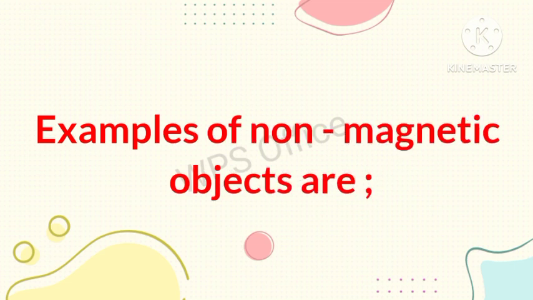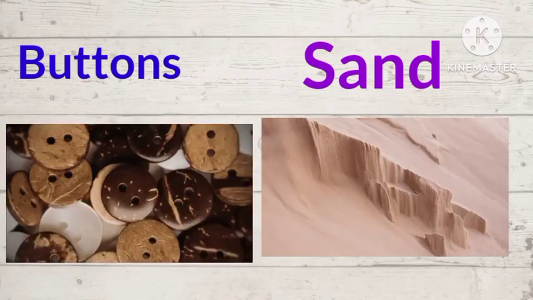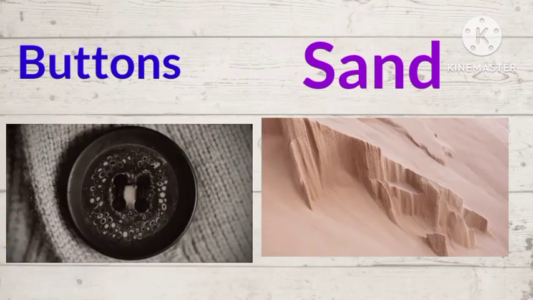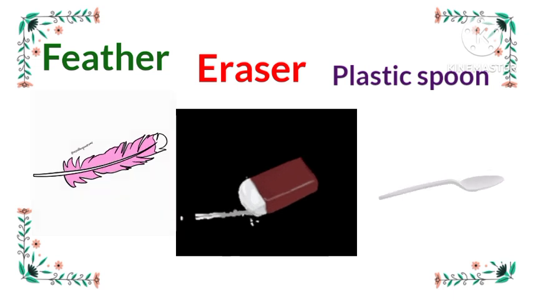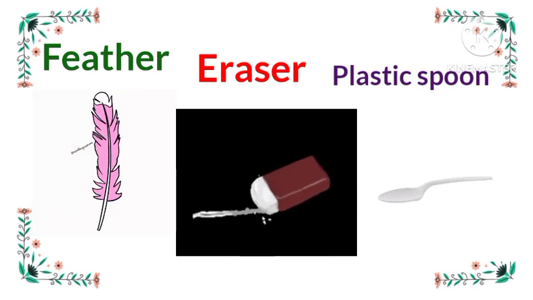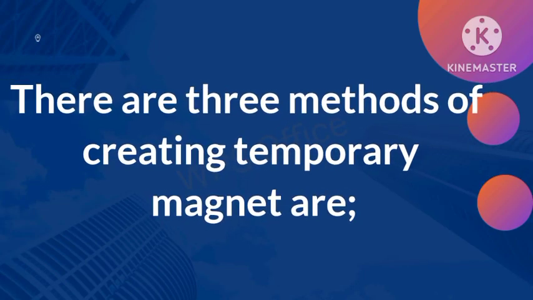Now, examples of non-magnetic objects are buttons and sand. Next, feathers, eraser, plastic spoon. They are all examples of non-magnetic objects.